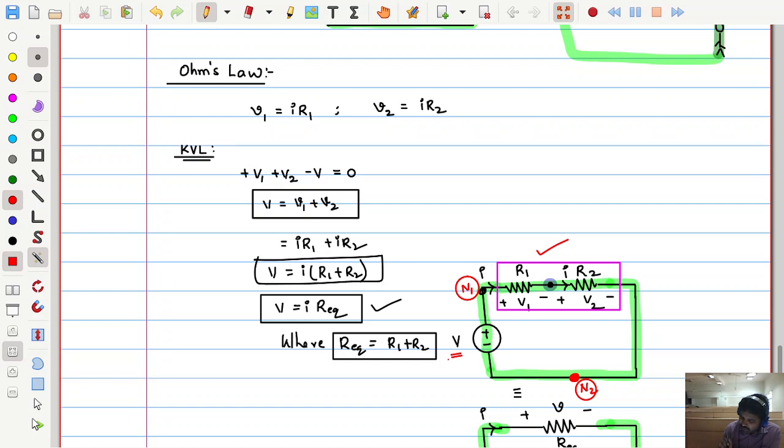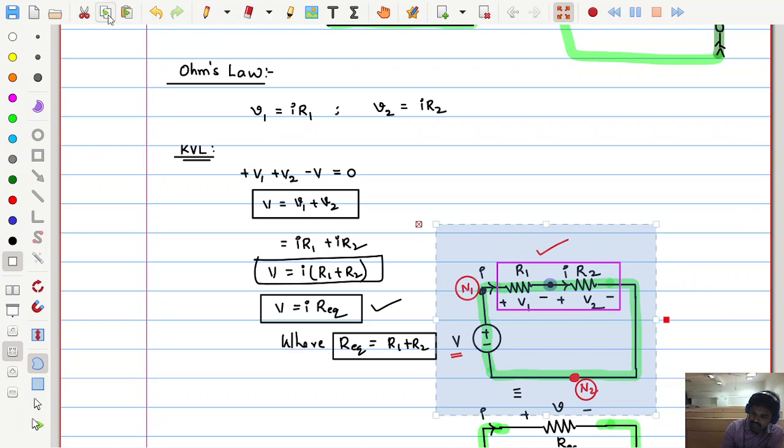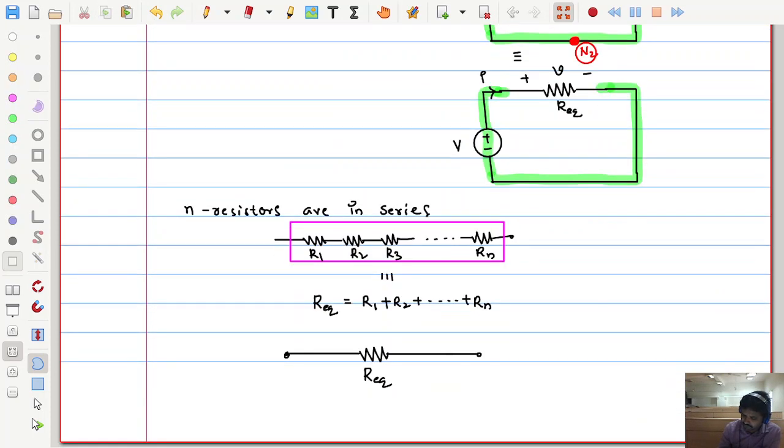How much is that voltage V? That voltage V is going to be split into V1 plus V2. That is what the voltage division rule is. So how is it going to be split? Let us see that. Let me take this same diagram on the next page.